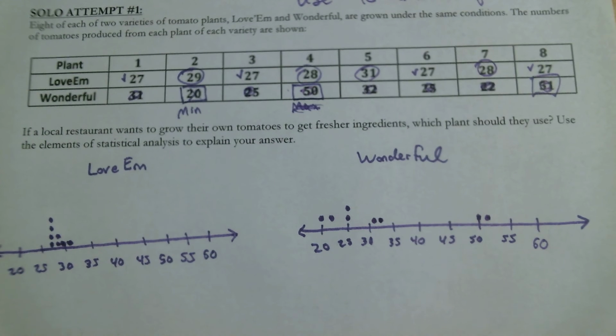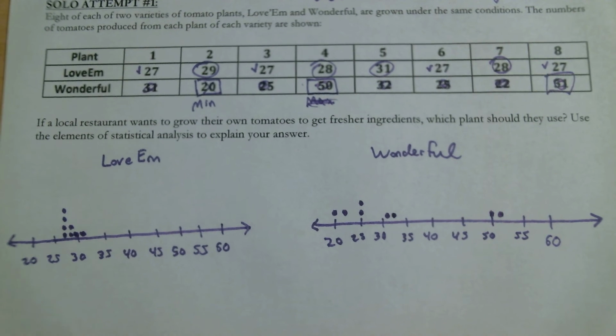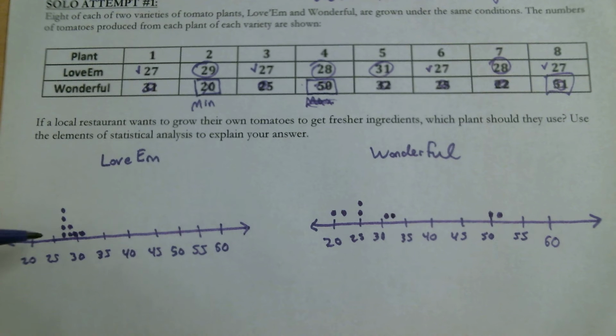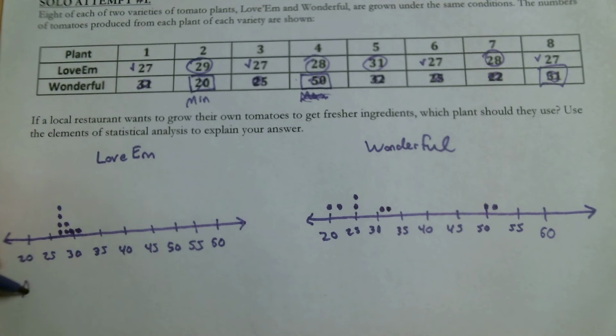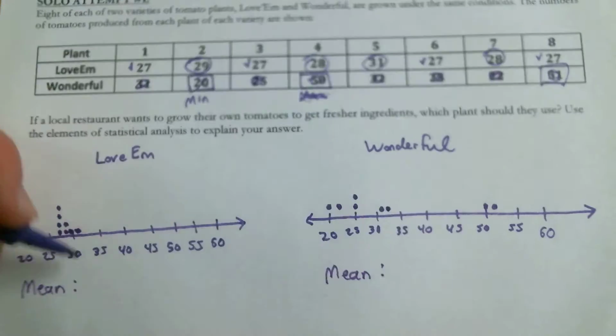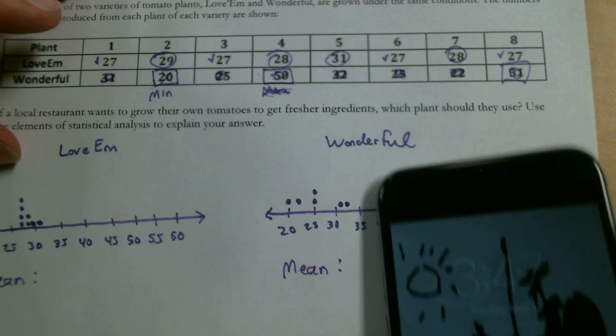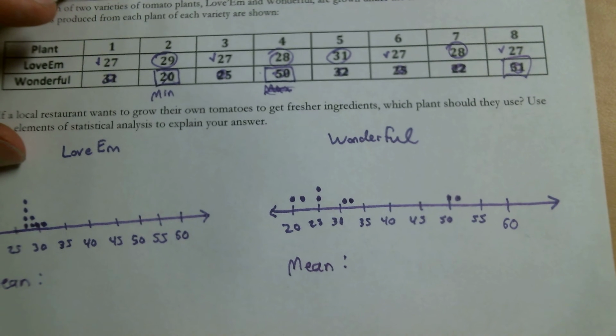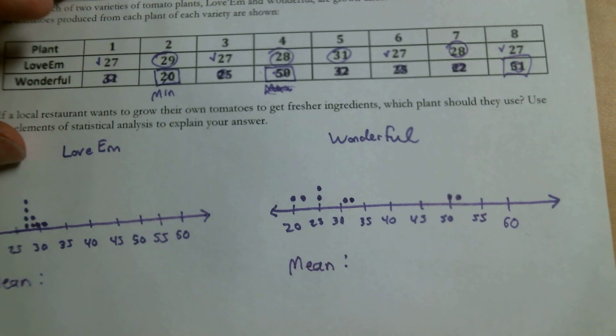Okay, so now I've got my dot plots constructed. Let's go ahead and keep going. Now I can find the mean, and I can find the MAD. So let's start with the mean of this one. We'll find those means, we'll mark them on our dot plots. So remember, in order to find the mean, all we've got to do is add all those values up.